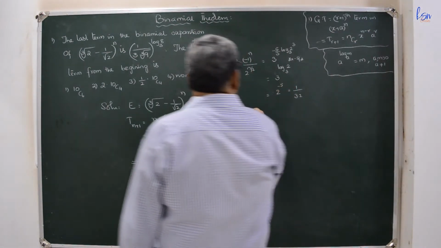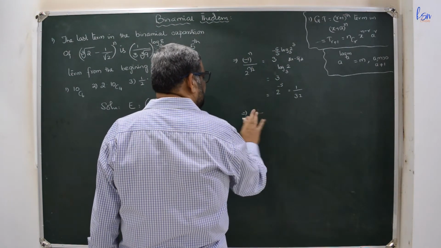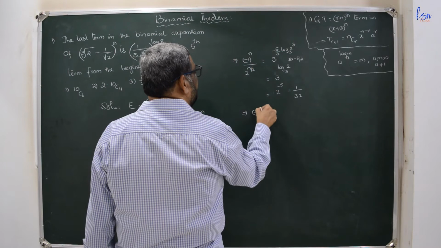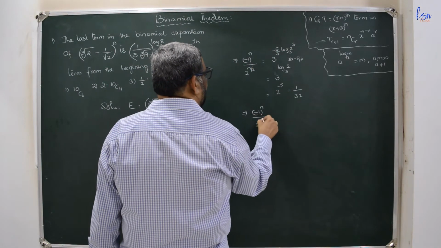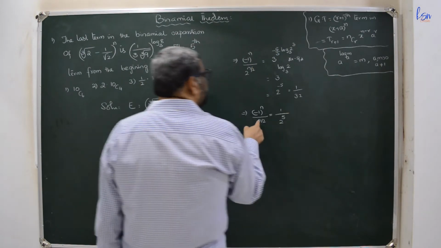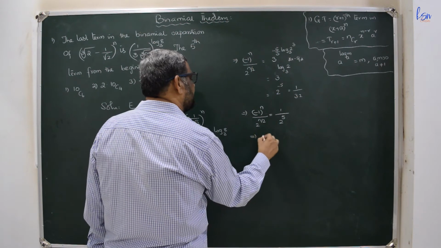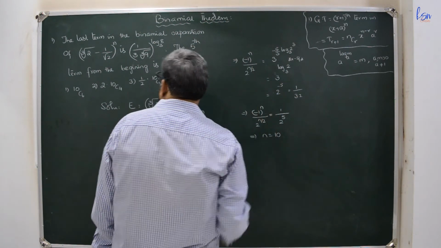So it implies minus 1 to the power of n by 2 to the power of n by 2 is equal to 1 by 2 to the power of 5. If you take n by 2 equal to 5, n equal to 10, this also will become positive. So n is equal to 10 from this calculation.